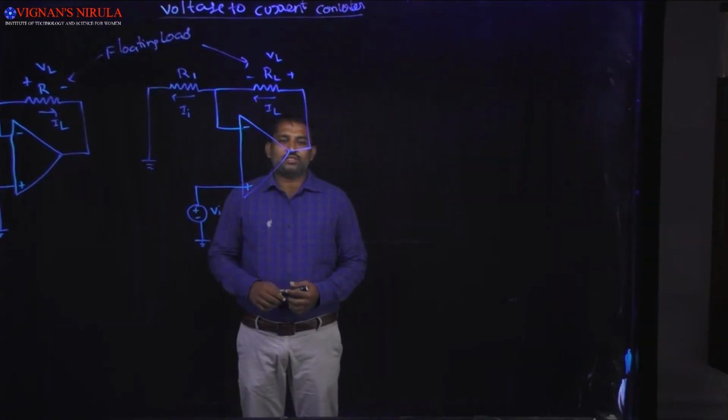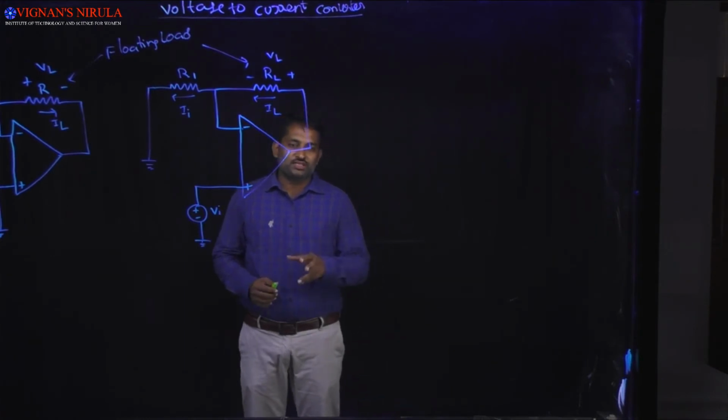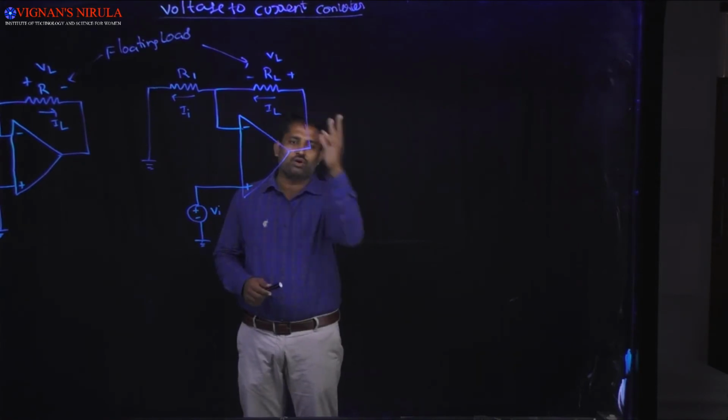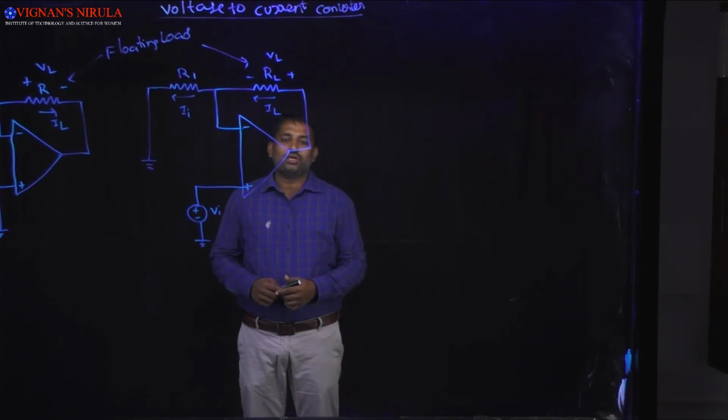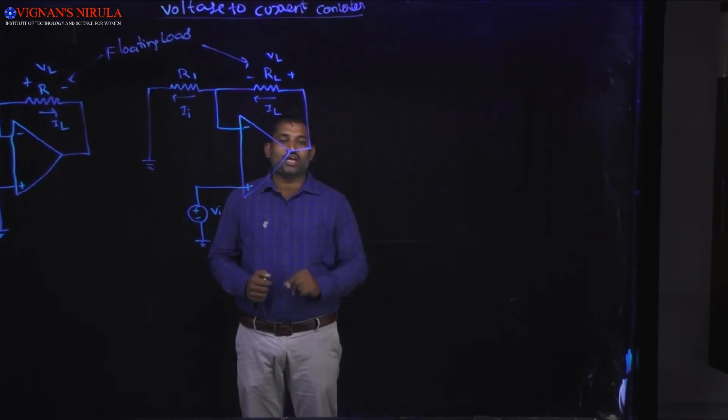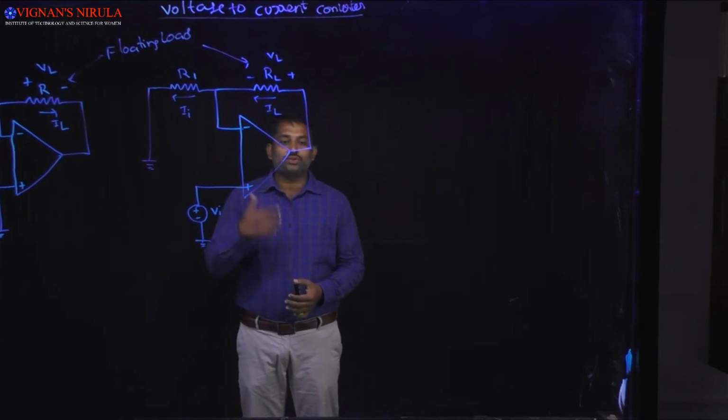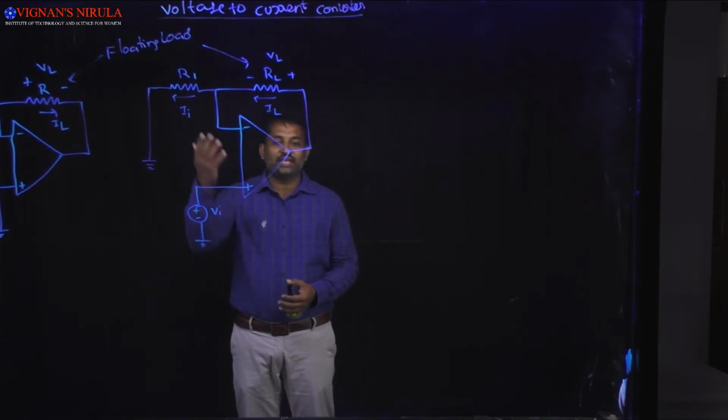Today we are going to discuss the voltage to current converter. In this case, the output load current is directly proportional to the input voltage. That's why we call it a voltage to current converter. Depending upon the connection of the load, voltage to current converters are again divided into two types: one is the floating type and the other is the grounded type. First, I am going to explain the floating type load.